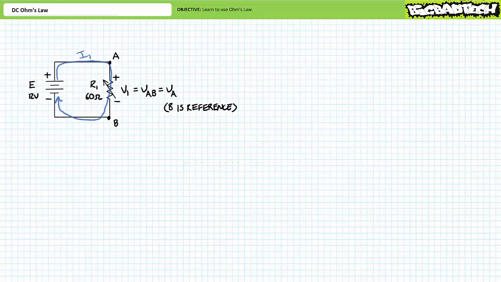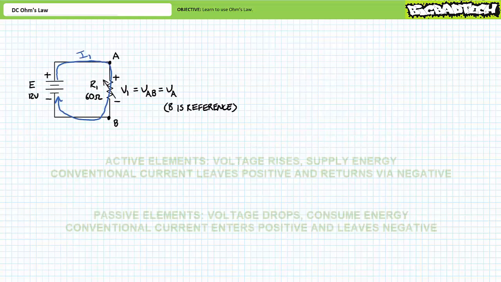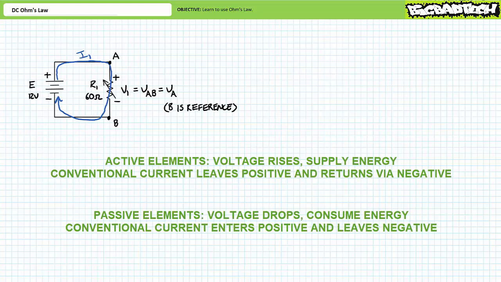Regardless of the notation method employed, it's helpful to remind ourselves that active elements like voltage sources convert energy from some external source into electrical energy, whereas passive elements like resistors convert supplied electrical energy in the circuit to some other form of energy, in the case of a resistor, heat. Active elements like sources are associated with voltage rises, whereas passive elements like resistors are associated with voltage drops.